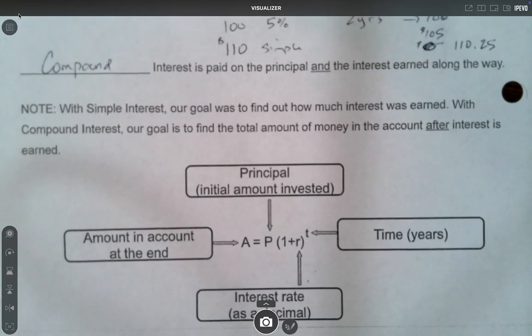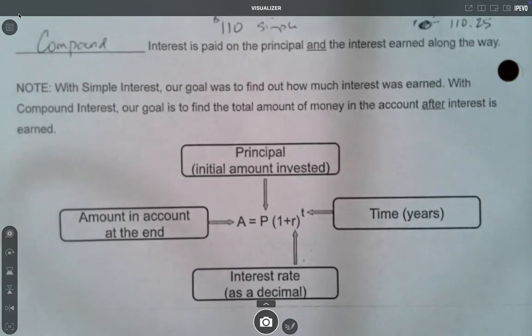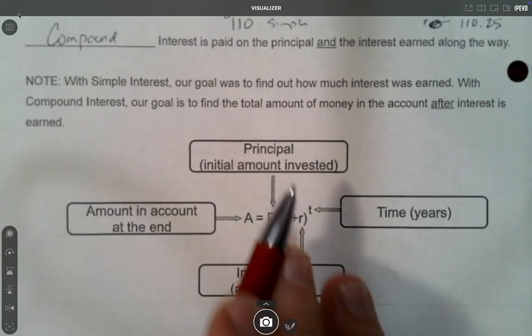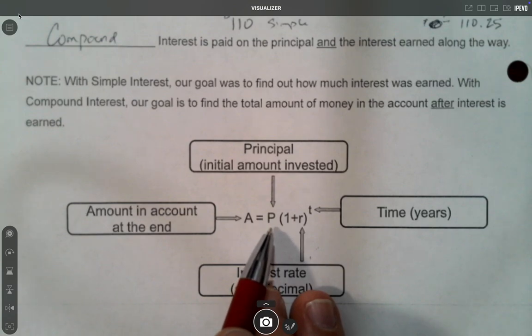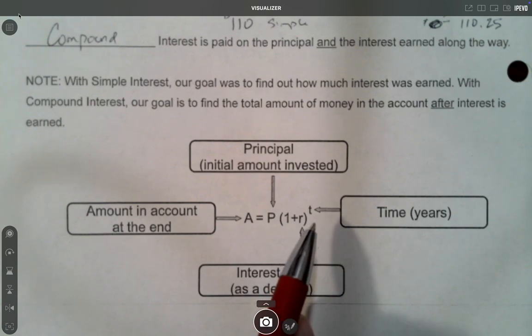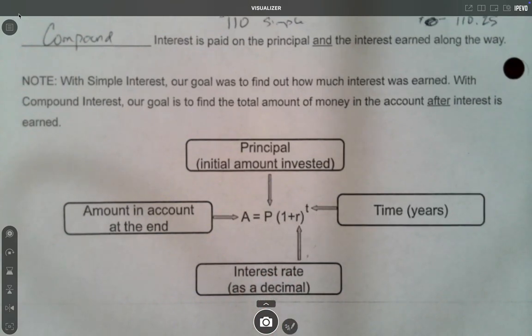So with simple interest, our goal was to find out how much interest was earned. We didn't say what's the total amount in the account. We just said how much interest was earned. But with compound interest, our goal is to find the total amount of money in the account after interest is earned. So A is the amount in the account at the end. Principal, now they use an uppercase instead of a lowercase. I don't know why they changed that, but it's still the principal. R is still the interest rate as a decimal. T is still the time in years. So things are structured a little bit differently, but we still have a P, R, and T, just like we did in the simple interest.